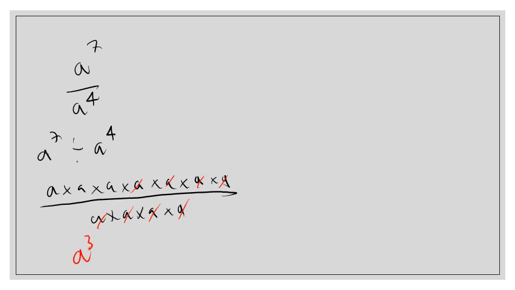So like timesing, when we divide, this time though we take away. So have a go then for me at y to the power of 11 divided by y to the power of 4. So we should have got then here y to the power of 7.